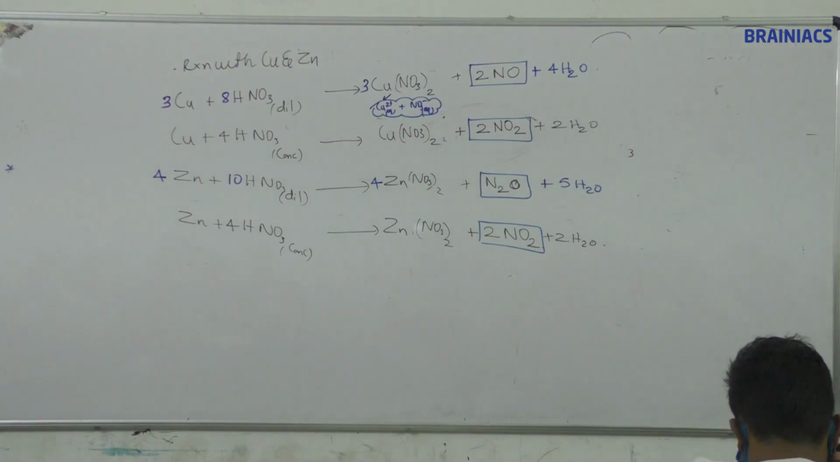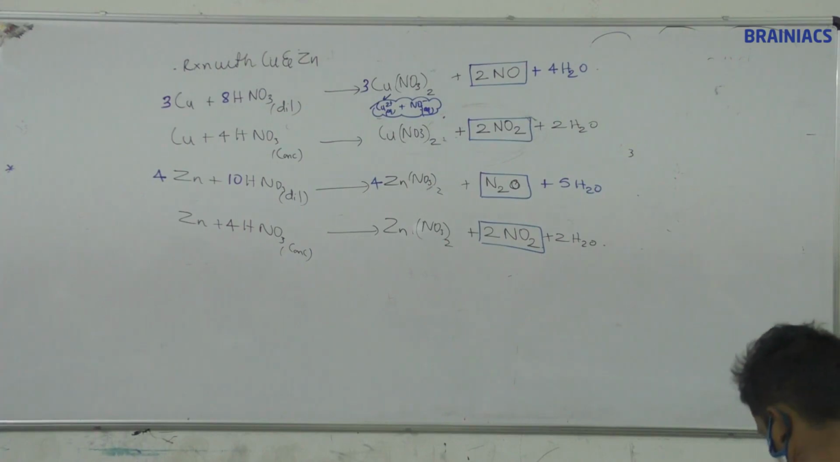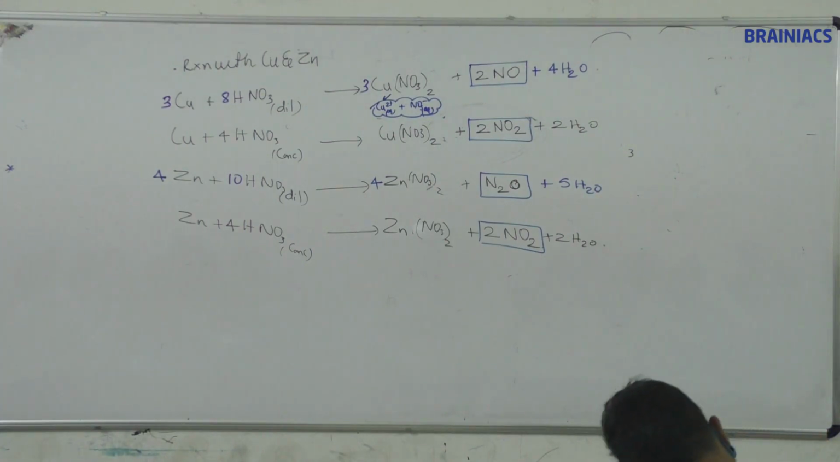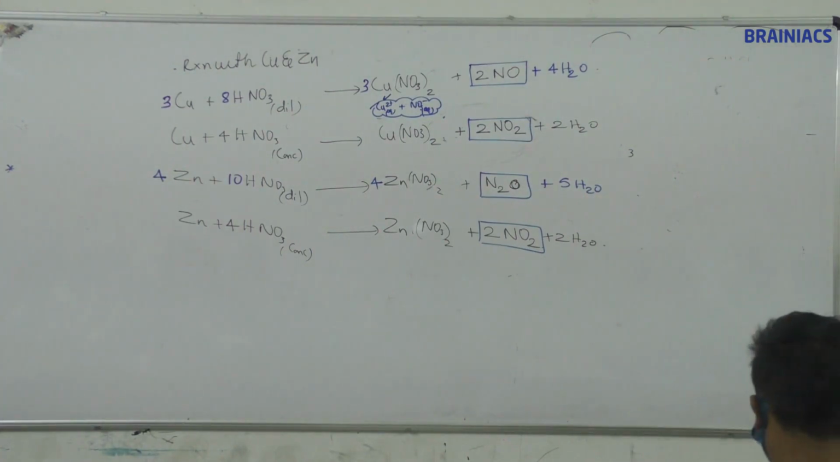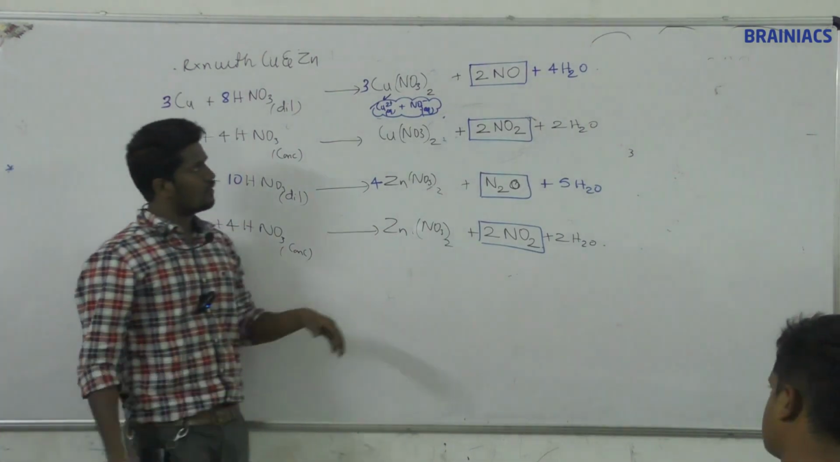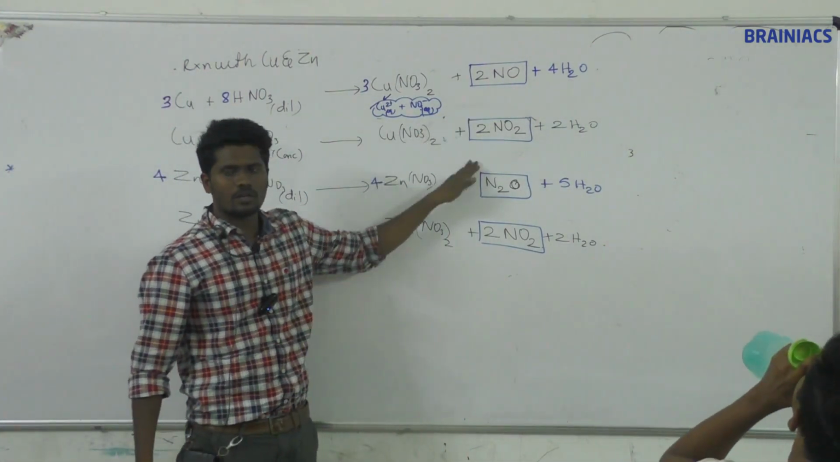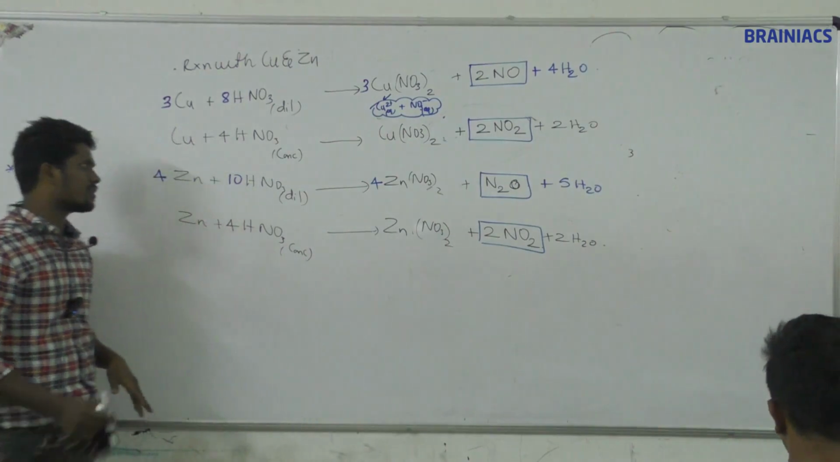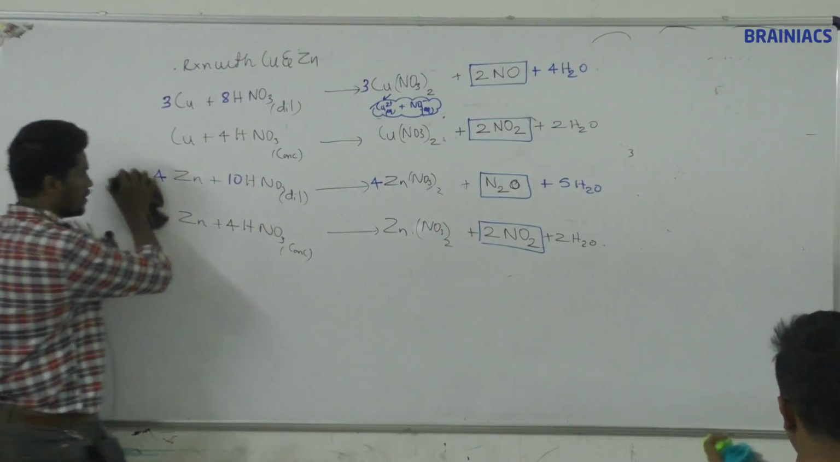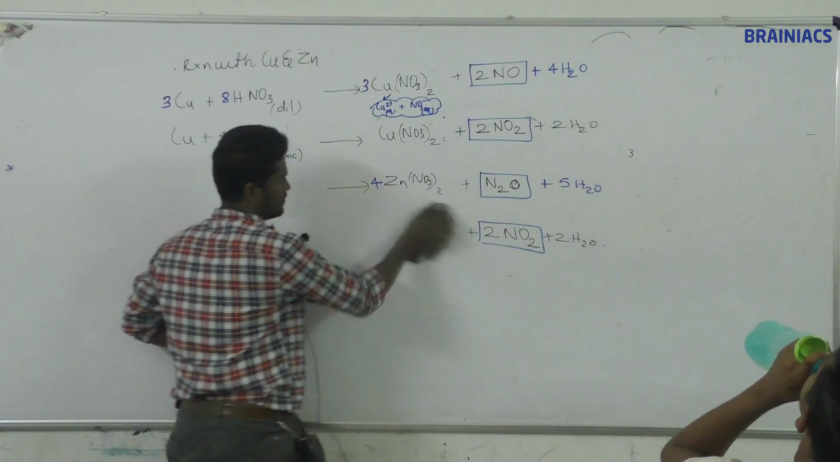Okay, it's a very important reaction of HNO3. That is the reaction of HNO3 with copper and zinc. It's one of the NCERT questions. What is most important is what oxides of nitrogen are formed when copper and zinc are reacted with dilute and concentrated HNO3.